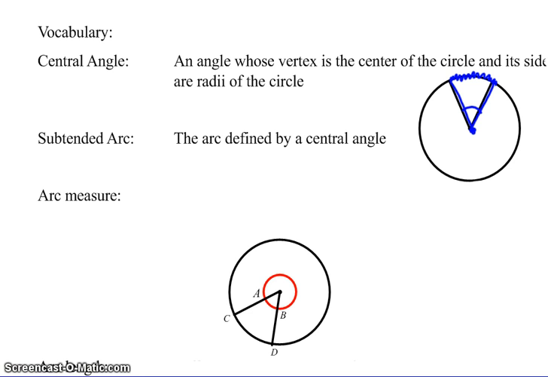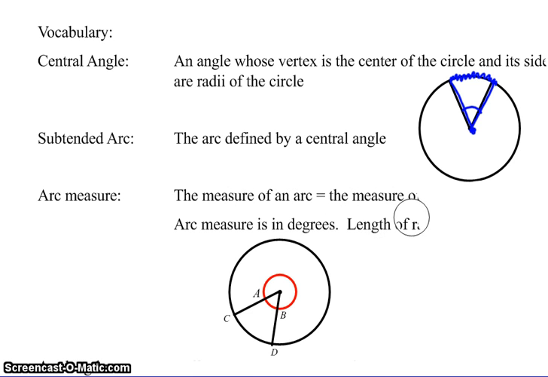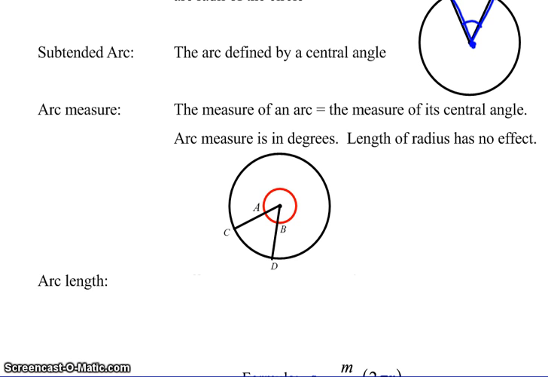The definition of arc measure is that the measure of an arc is equal to the measure of its central angle. Arc measure is made in degrees. It does not refer to the length of the arc, and as such, the length of the radius has no effect on it. There are two arcs shown in this diagram of concentric circles.